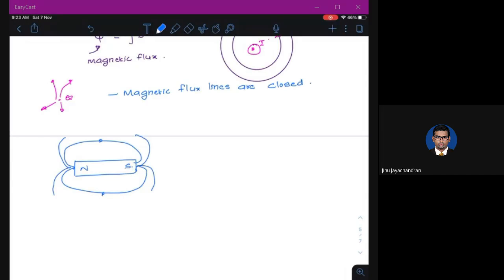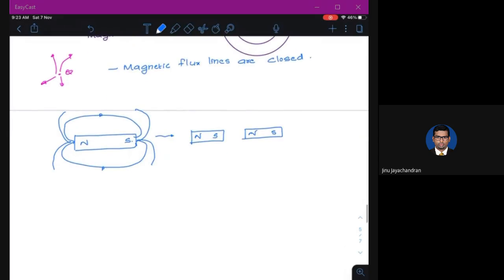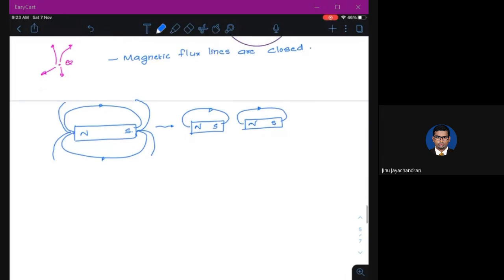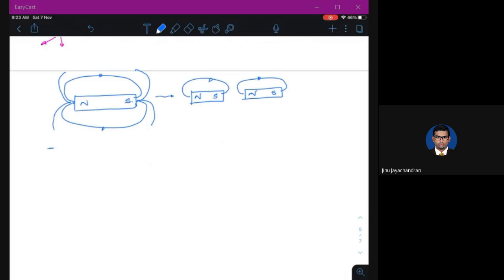Now, if I break this one, it will create two new magnetic materials with new north poles and south poles. If I break again each of them, it will create a new magnetic material which will have both north pole and south pole. So whenever you break the magnetic material, it will create a new magnetic material with the same properties. And for all these things, you will have closed magnetic flux lines. Which means if you consider a surface, the total flux through that surface is always zero.